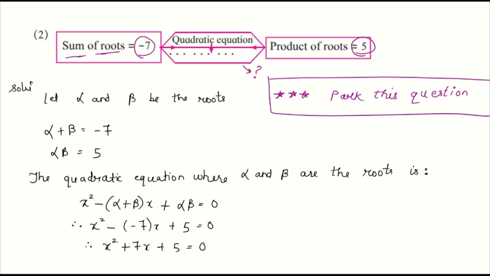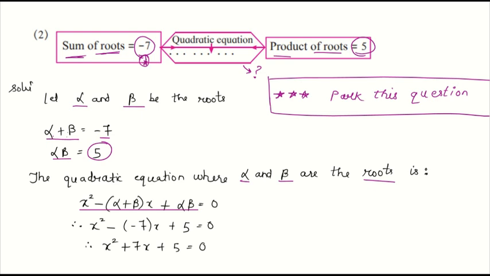So in this case, let alpha and beta be the roots of the quadratic equation. So what is alpha plus beta? The sum of roots is already given, which means alpha plus beta is minus 7. Also, alpha into beta, that is, the product of roots, is equal to 5. It is also given. And the quadratic equation where alpha and beta are the roots is written as x square minus (alpha plus beta) x plus alpha into beta is equal to 0.